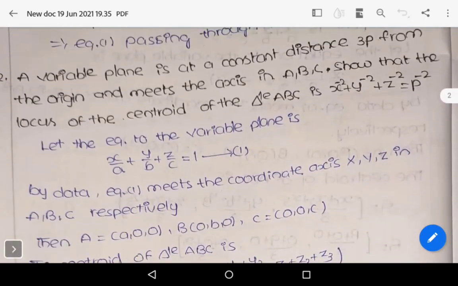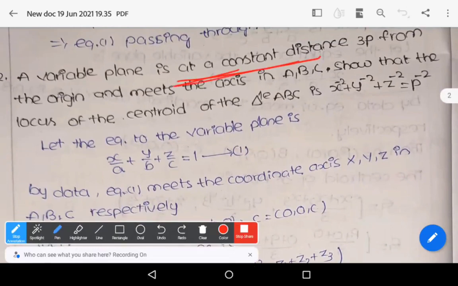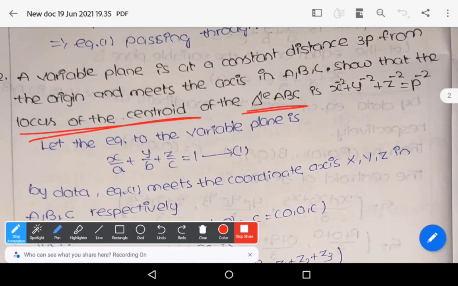A variable plane is at a constant distance 3p from the origin and meets the coordinate axes in A, B, C. Then show that the locus of the centroid of the triangle ABC is x power minus 2 plus y power minus 2 plus z power minus 2 is equal to p power minus 2.